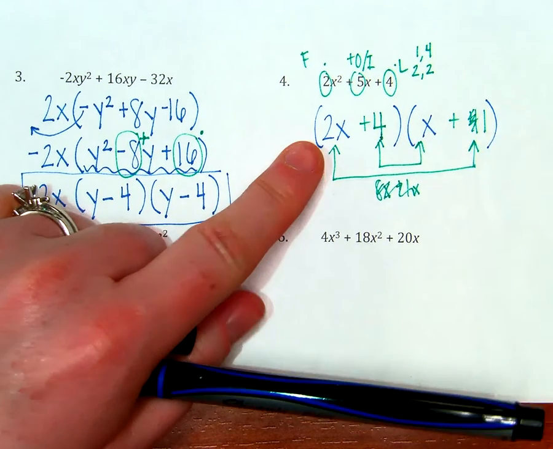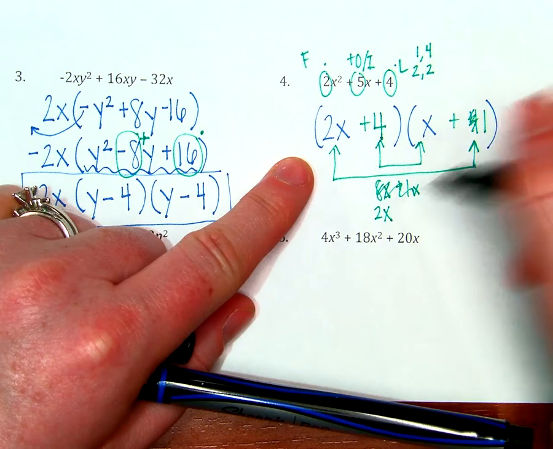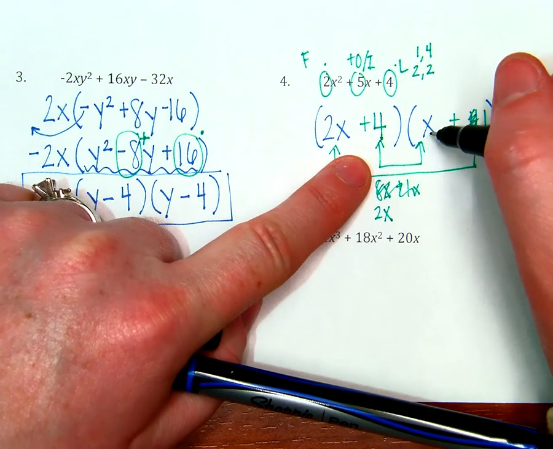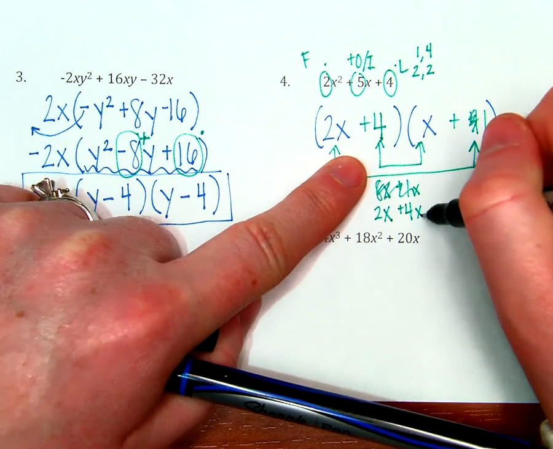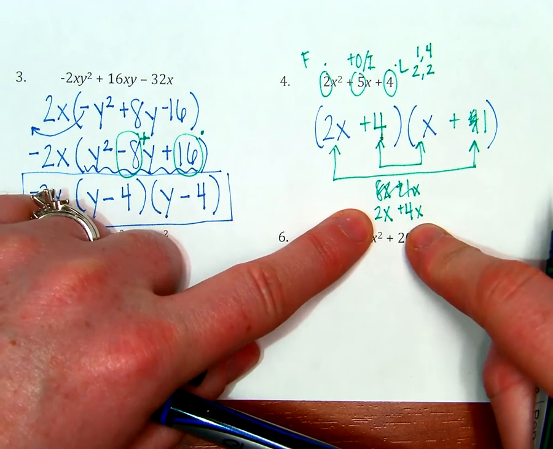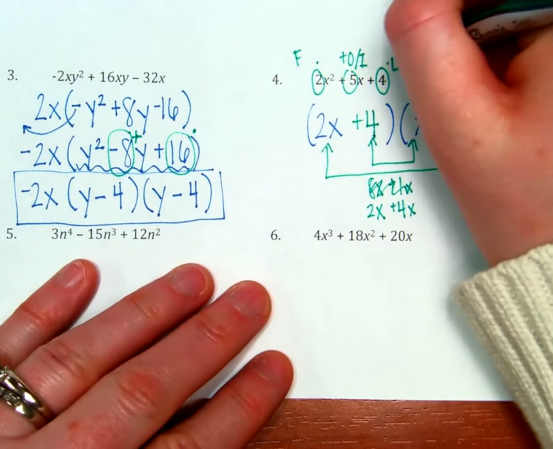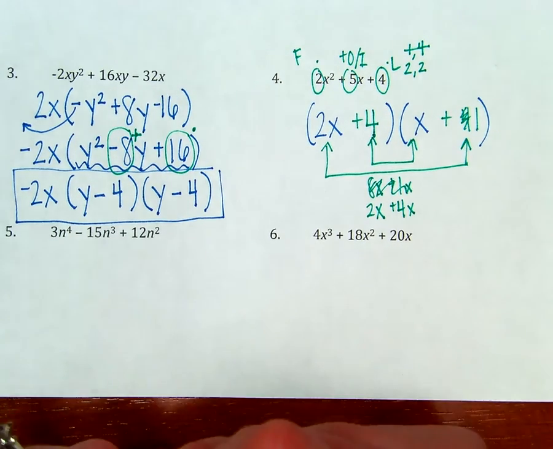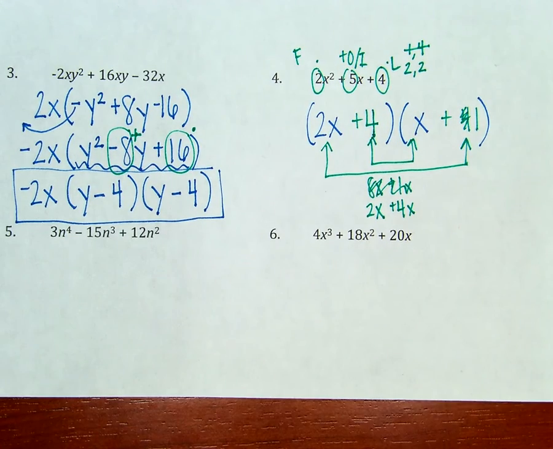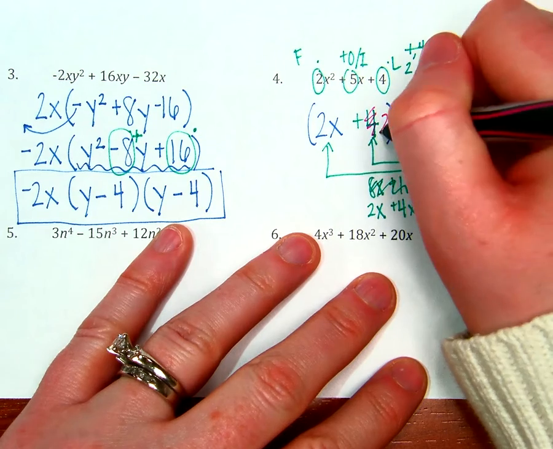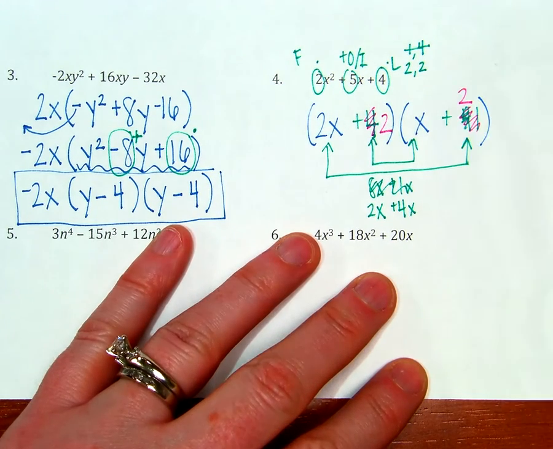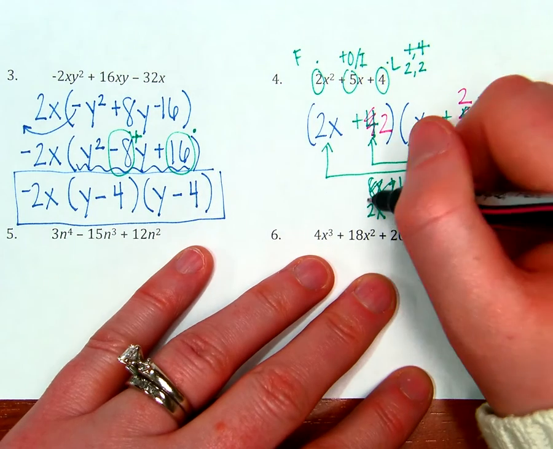2x times 1, that would be 2x. And then if I do my insides, 4 times x, that would be 4x. 2x added to 4x, that's 6x. Still not going to work. So maybe it's not 1 and 4. Okay, I tried both ways for that. Let's try 2 and 2 now. I'm just going to switch colors. And I'm going to turn this into 2, and this one into 2. And if you're using pencil, just erase.